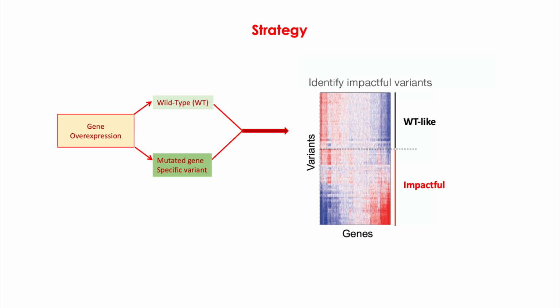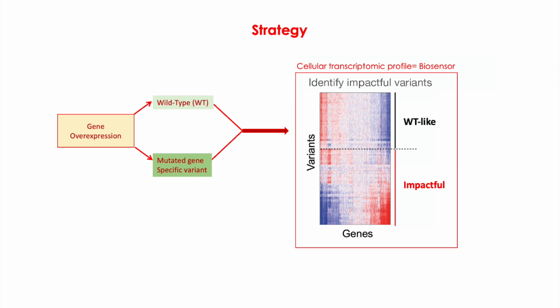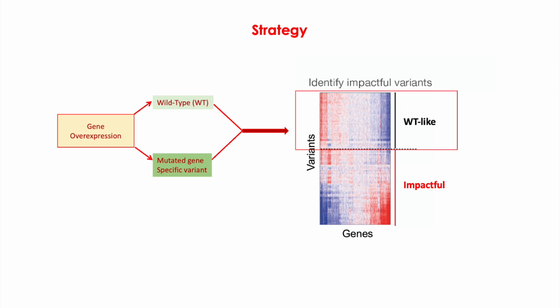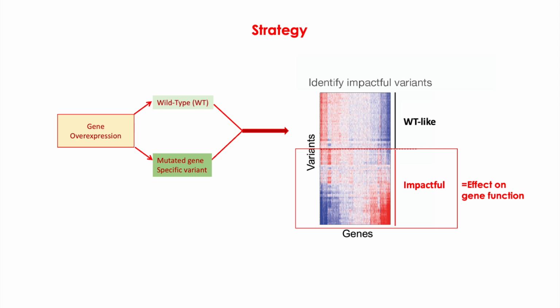Essentially, we can use the cell as a biosensor of variant impact. If overexpressing the variant leads to the same types of expression profiles as when we overexpress the wild type version of the same gene, then it means that the variant didn't really affect the gene, so it didn't have any impact. Whereas if the gene expression profile in the cell changes dramatically, it means that the variant actually changed the normal function of the gene. Maybe it led to a loss of function, or maybe it created a whole different function.